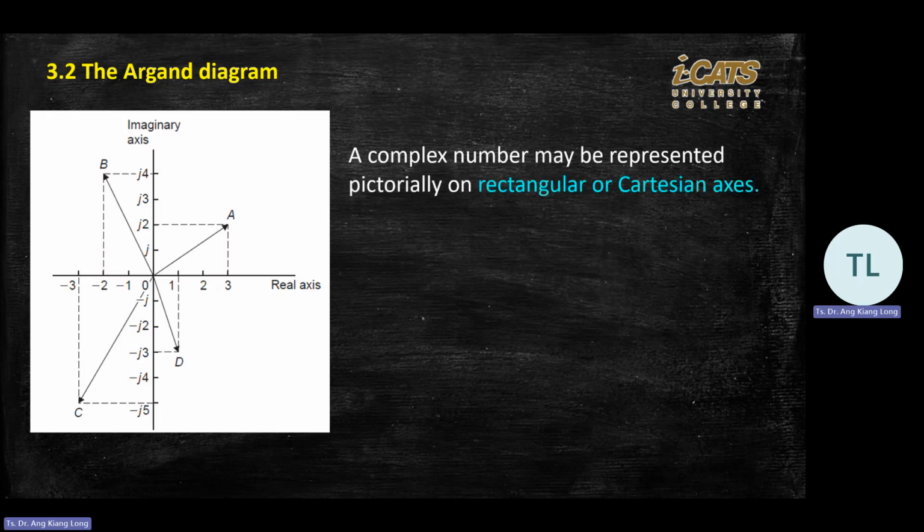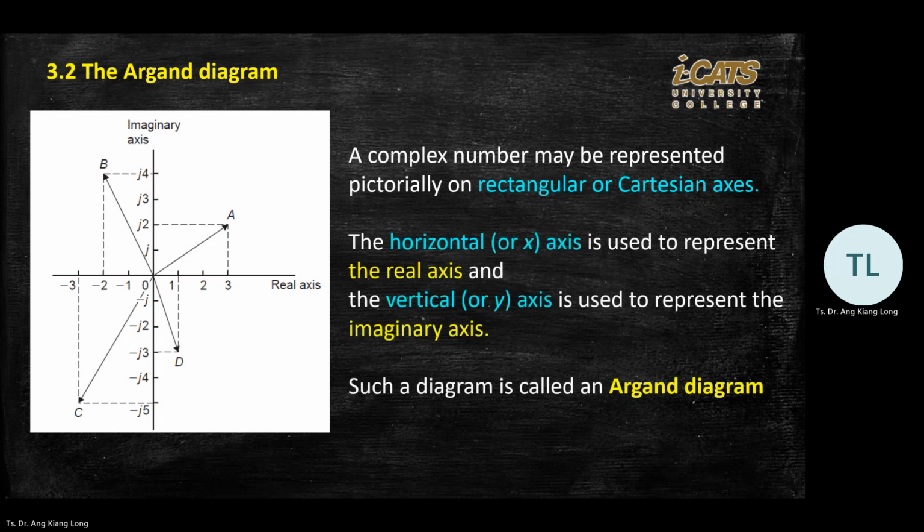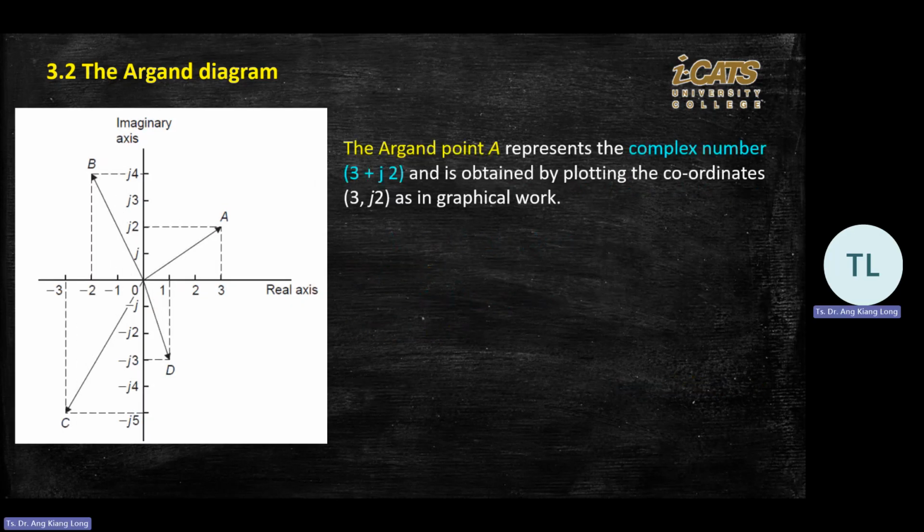So we can present complex numbers using the Argand diagram. The rest you read. Let's say point A. When you calculate, your answer is 3 plus j2. You need to draw this answer on the Argand diagram. How do you do it? The 3 is the x-axis, the 2 is the y-axis. So you find 3 and then go up 2. Then you mark it and draw an arrow. This is the direction from the origin to A.